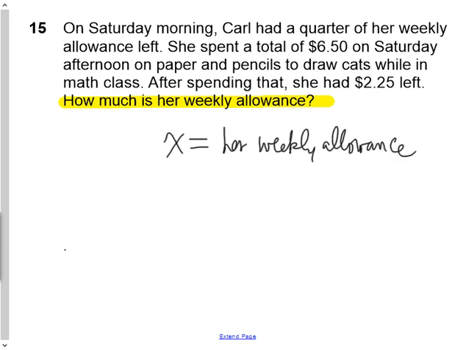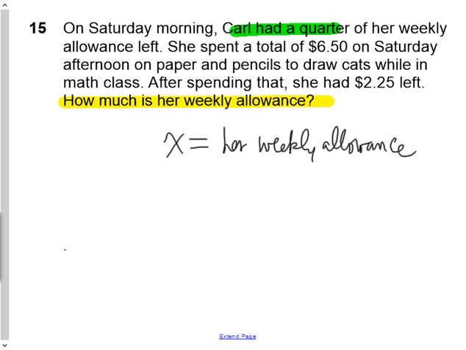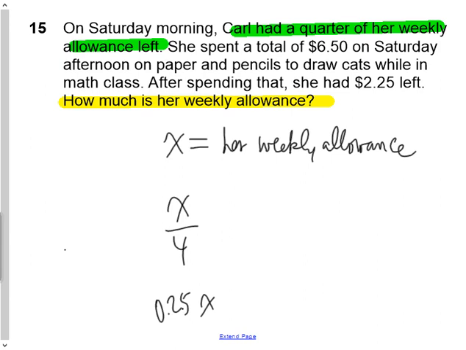Step one. Step two is try to create an equation. So if she had a quarter of her weekly allowance left, algebraically, that's taking her weekly allowance, and you can either represent it fractionally, a quarter, or as 0.25, meaning a quarter of her allowance.